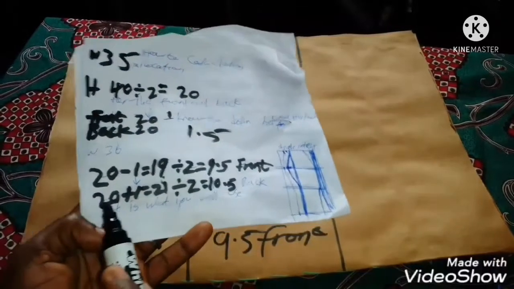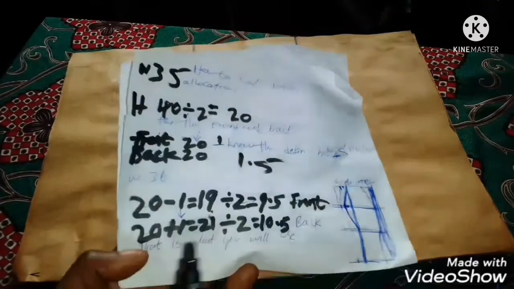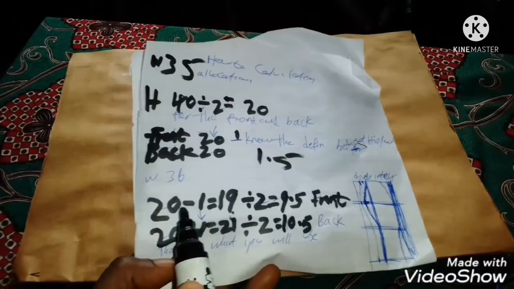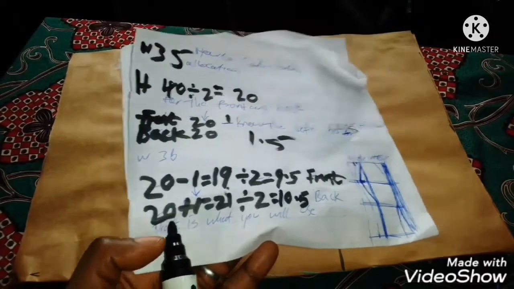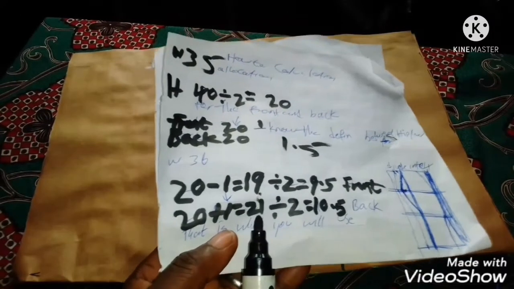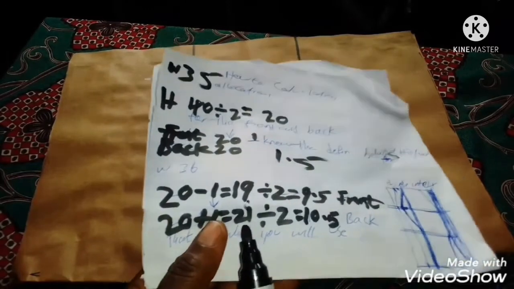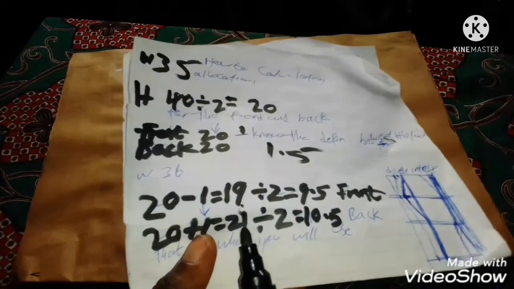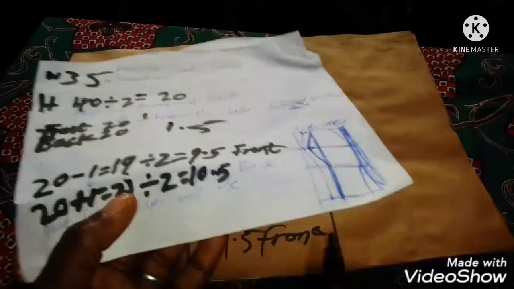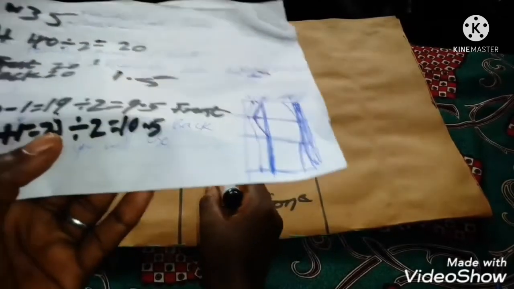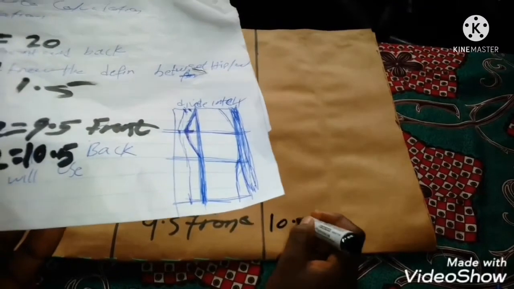Now let me come down to my back part. My back part is 20, like I said earlier, after dividing my hip. To the 20, I add the 1 inch I removed from the front part. That gives me 21. I hope you see it. 1 plus 20, 21. So this 21 is what I will divide right now. 21 divided by 2, what I got there is 10.5. I hope you get it. So my back part is 10.5.